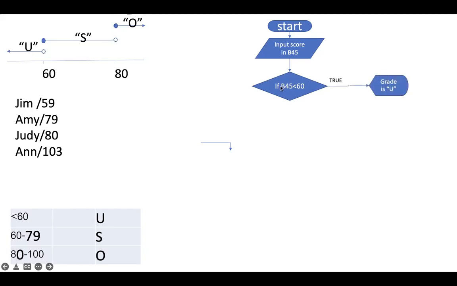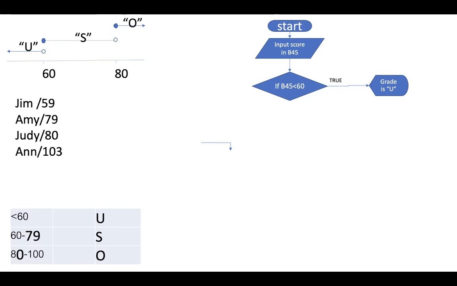For the value if true, we say that the grade is U. But if the logical test B45 is less than 60 is false, what does it mean? B45 is less than 60 is false means that B45 is greater than or equal to 60. If the score is greater than or equal to 60, you cannot justify whether it's the S grade or O grade right now. You have to make a decision first, because it might be possible that a score that is greater than or equal to 60 might go to O grade as well.